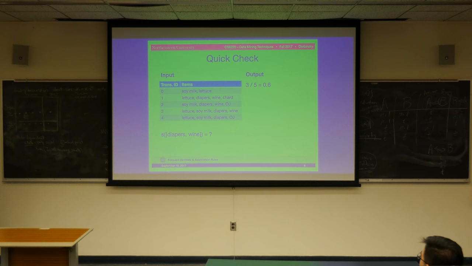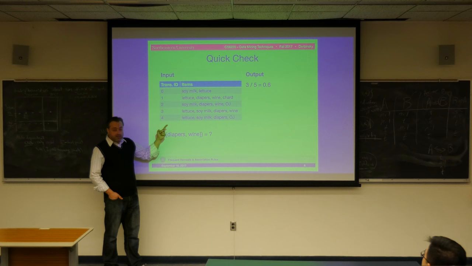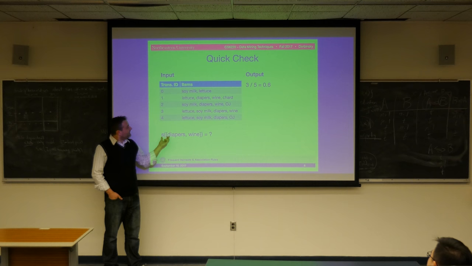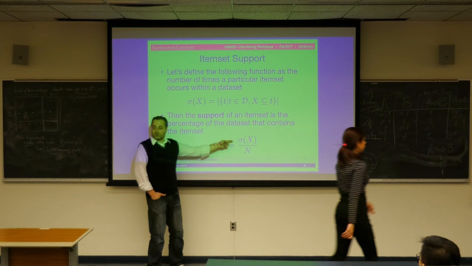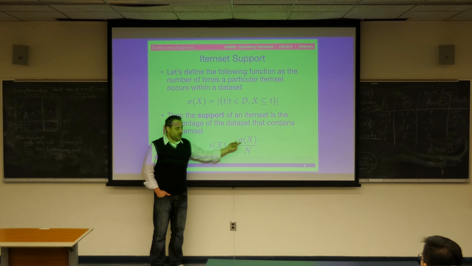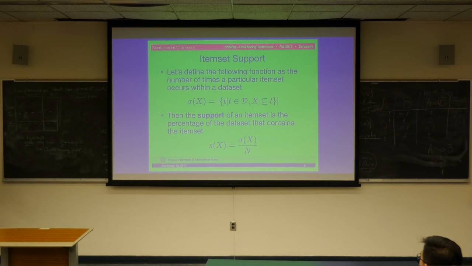So how often do I see diapers and wine? The count is three, but as a proportion it is 3 out of 5. I think this is called support. Support, there you go. So support is the count divided by the total number of transactions. It's purely definition, right? This is count, this is support. Nobody remembers those things; you have to look them up when you hear them.